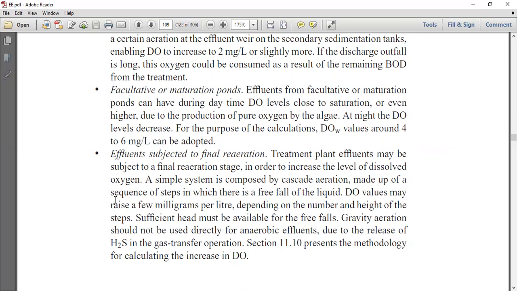Gravity aeration should not be used directly for anaerobic effluents due to the release of H2S in the gas transfer operation. The next section presents the methodology for calculating the increase in the DO.